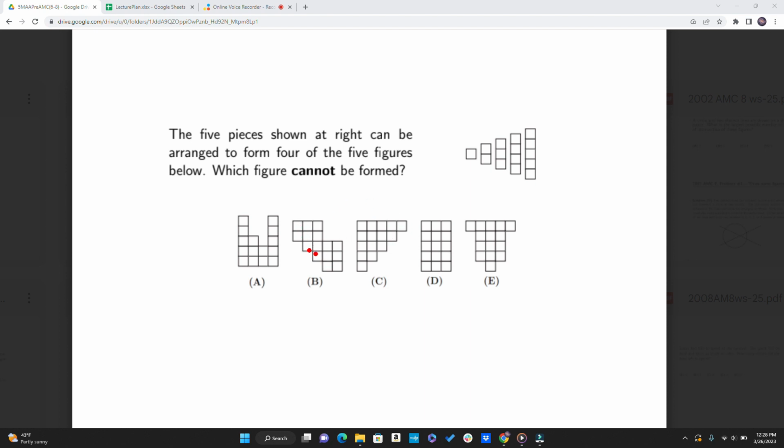Well, let's see. We could put the 4 like this, the 3 like this, and the 2 like this. But that means we only have 1 left over. So if there's no room for the 5 in B, and we can't form it without the 5, then B is impossible, right? The other ones, the 5 is accounted for, and then the 4, and the 3, and the 2, and the 1. 5, 4, 3, 2, 1. Yep, B doesn't have room for the 5, so you can't do it with B.